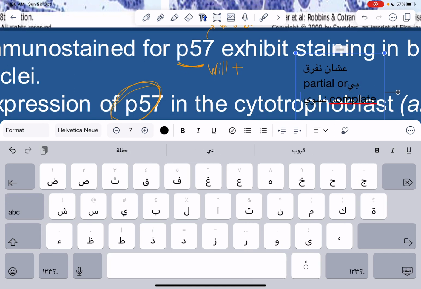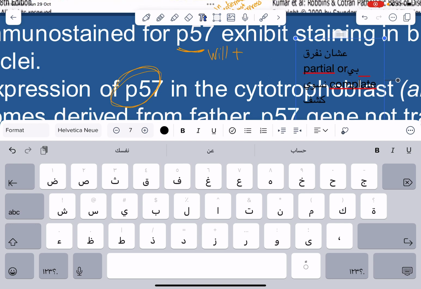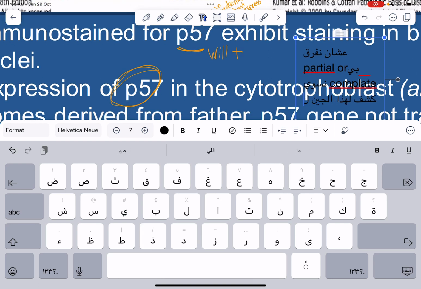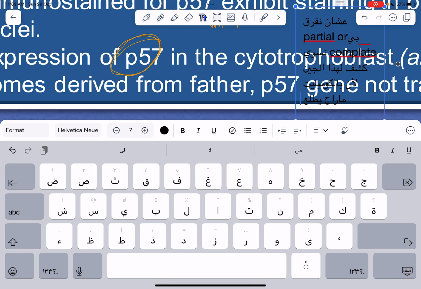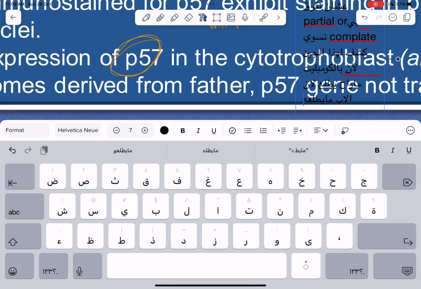So here, this is a positive P57, okay? Both in the villi and in the stroma. But here, in the complete mole, P57 is lost because it was not transcribed.